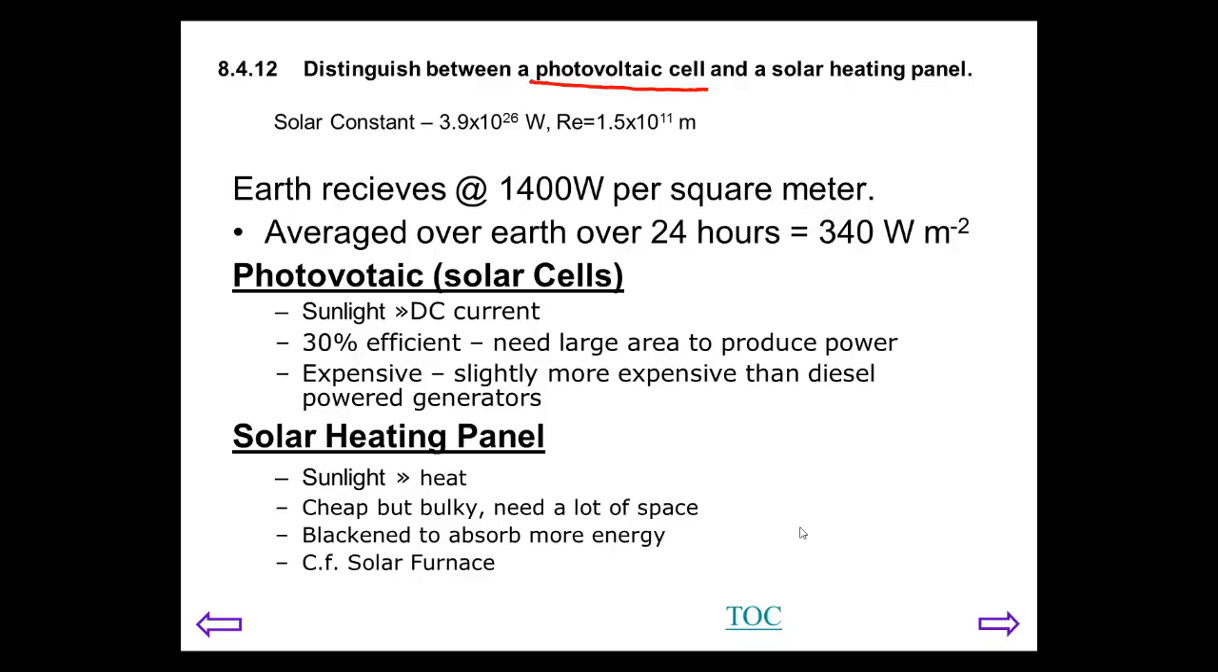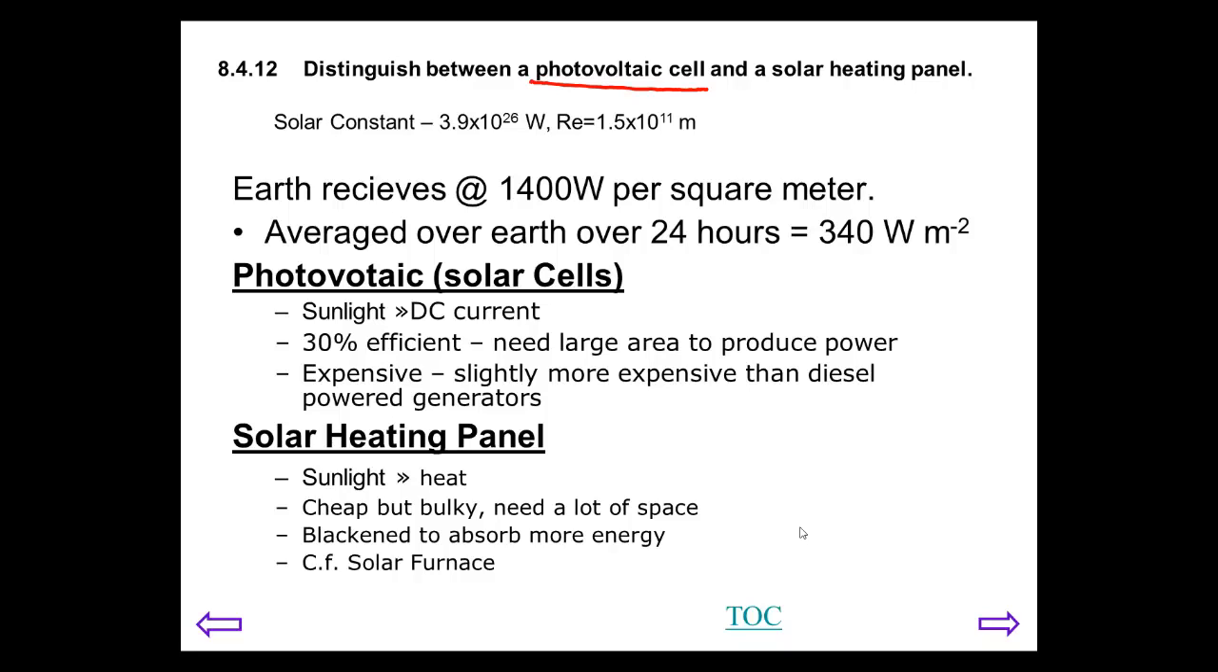Compared with the solar furnace, which is slightly different from the solar heating panel. The idea is the same, but a solar furnace basically heats up the temperature so it's super hot, so you're able to produce steam to drive a turbine. Now, the biggest difference between the photovoltaic cell and the solar heating panel is that the photovoltaic cell basically turns sunlight directly into DC current. This is the only way that we're able to produce current without using steam and a turbine as in a power station.